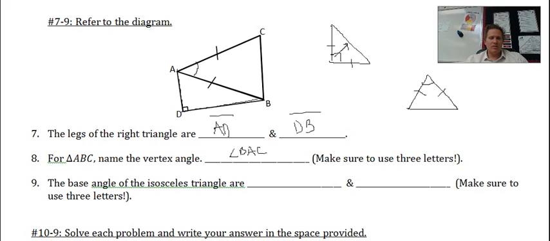The base angles of the isosceles triangle are, well, remember, in an isosceles triangle like this, the two base angles are going to be these two. So in this one, that's going to be these two angles that you have right here. So it's going to be angle ABC and angle ACB. The biggest thing is having that middle one being the vertex, the most important one.